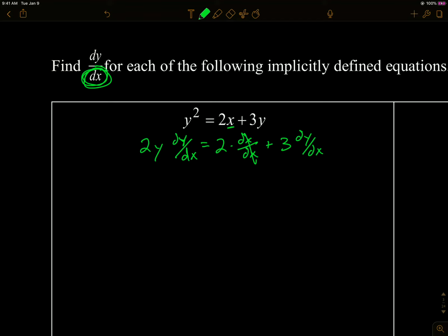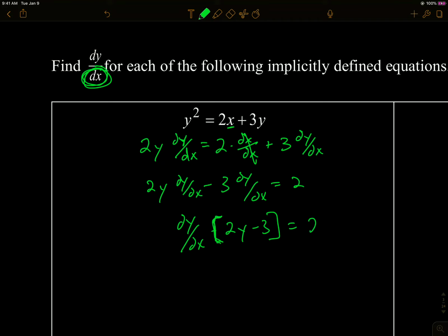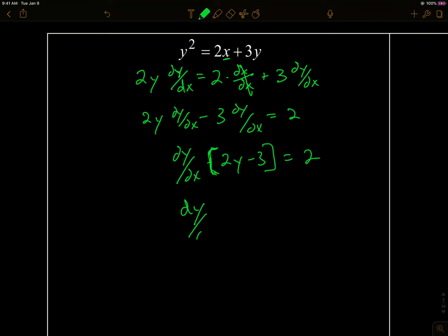This one is equal to 1, so to solve for dy/dx, I've got to bring them on the same side. So I got 2y dy/dx minus 3 dy/dx equals 2. It was already on that side. Okay, so then I factor out my dy/dx, and I get 2y minus 3, and then I divide both sides by 2y minus 3.